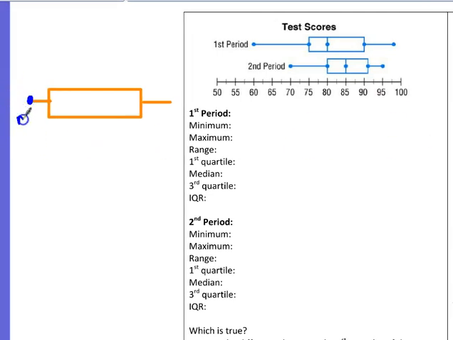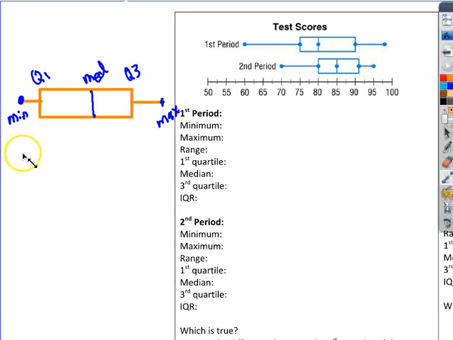On a box and whisker, this dot is the minimum. This is the first quartile. The line here is the median. This is the third quartile. And this over here is the maximum. And there are two other quantities here that you need to know. One is the range. The range is the difference between the smallest number and the biggest number.